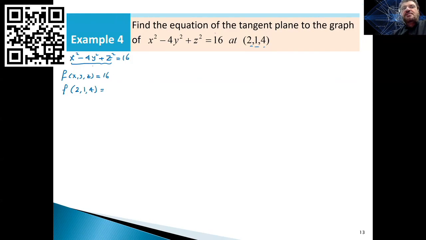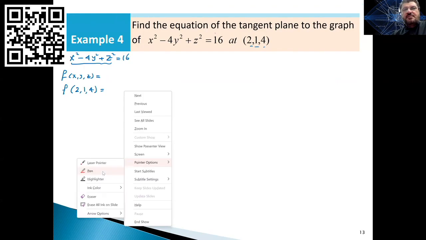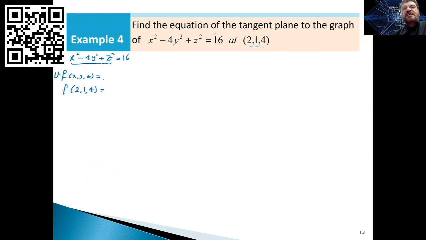So let me fix another thing here. Now let f of x, y, z be x squared minus 4y squared plus z squared. Now, what happens if I plug this point in this function? What do we get? We get 2 squared, which is 4, minus 4 times 1 squared, plus z is 4, so this is 16. 4 minus 4 is gone. What did we get? 16, and this is exactly the right-hand side.